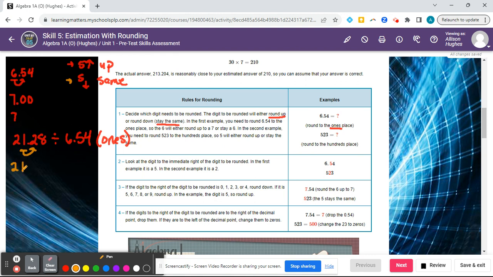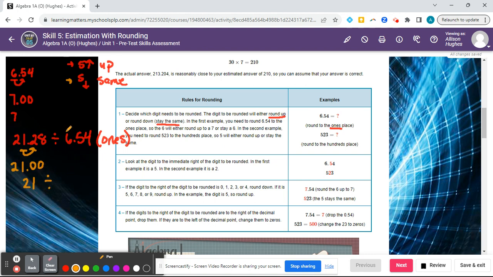So that 1's going to stay the same, and then the 2 turns into a 0, and the 8 turns into a 0. So we end up with just 21. Everything after the number that you rounded changes into a 0. And then because it was a decimal, those just drop off.